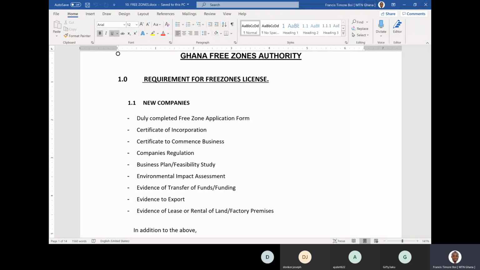So you submit your company's regulation. This time it's no more regulation. How do you call it? The constitution. Yeah, the company's constitution. If you don't have one, then you adopt the one in the Companies Act. Okay. Then you submit your feasibility plan or your business plan. You need the environmental impact assessment. Then evidence of transfer of funds. Okay. Evidence to export your services. How are you going to export your services? Evidence of lease or rental of the property or factory.